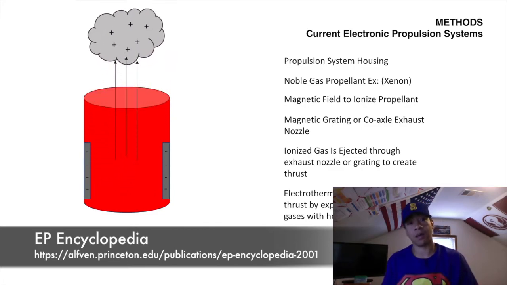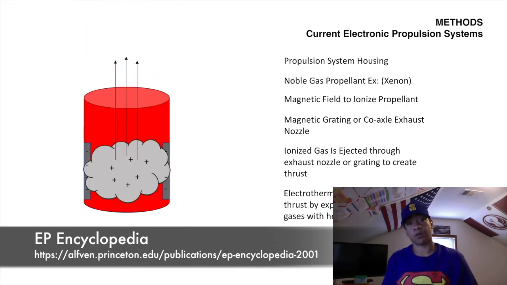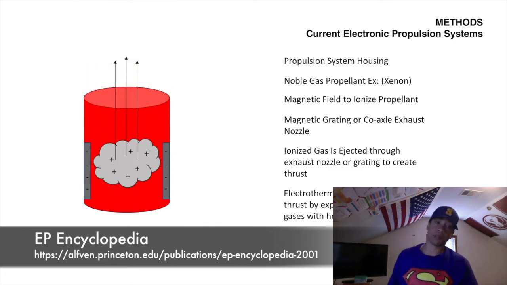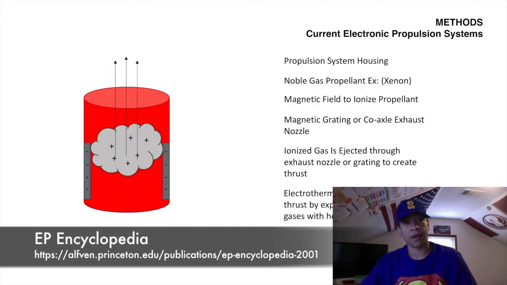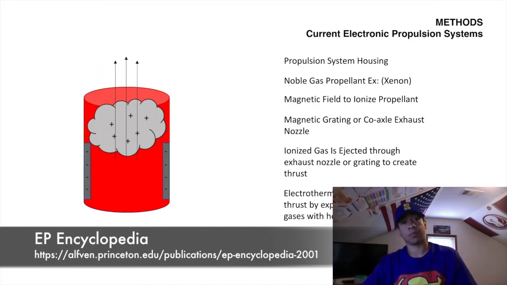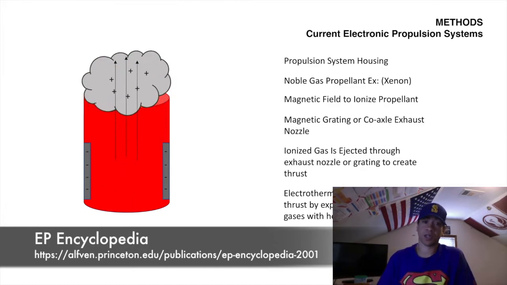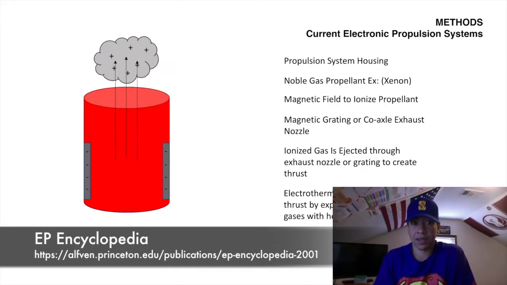In a rocket, it would be temperature and pressure, and the volume would exit out the exhaust nozzle, creating thrust. And so that's another method that is currently used in electronic propulsion systems. These systems are used in space.